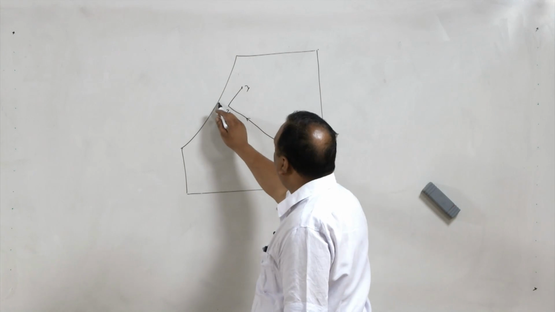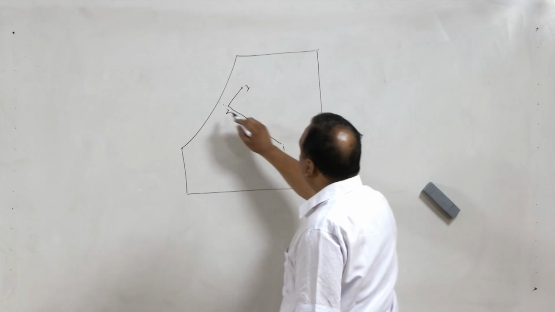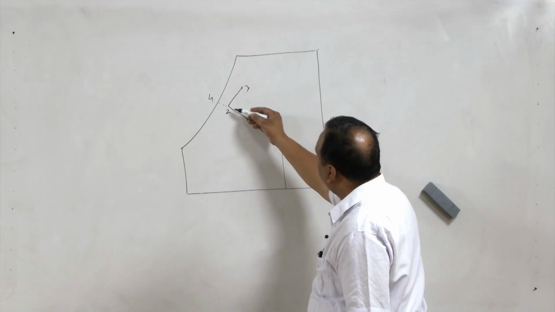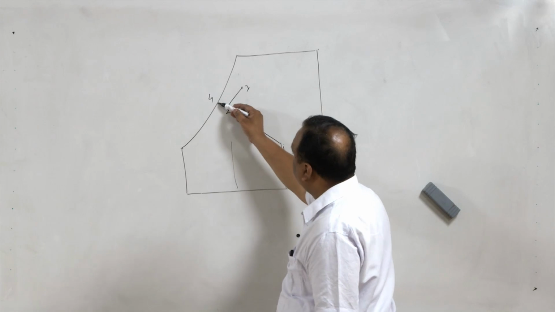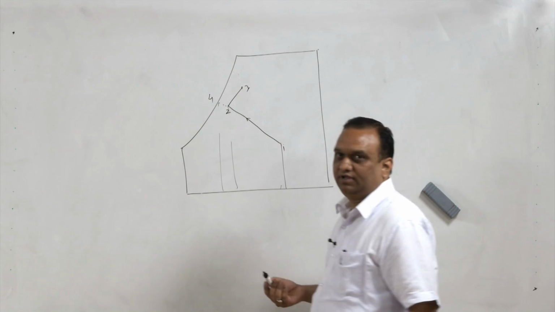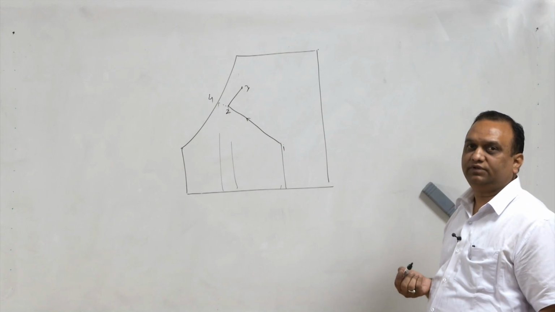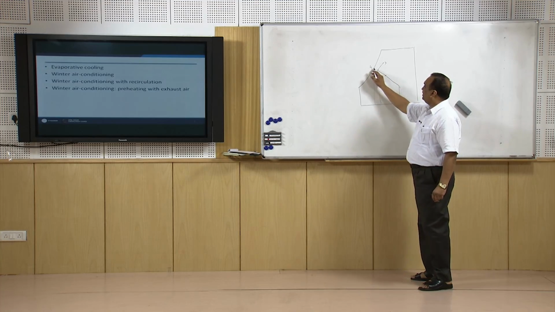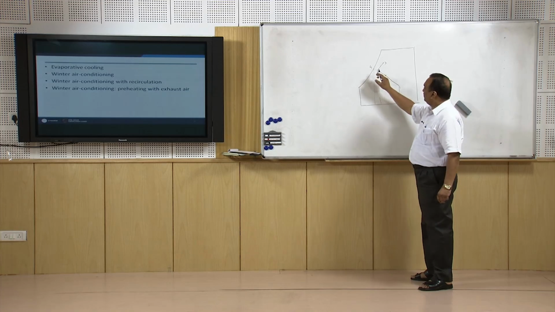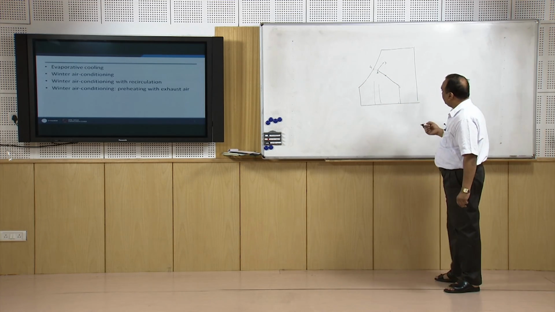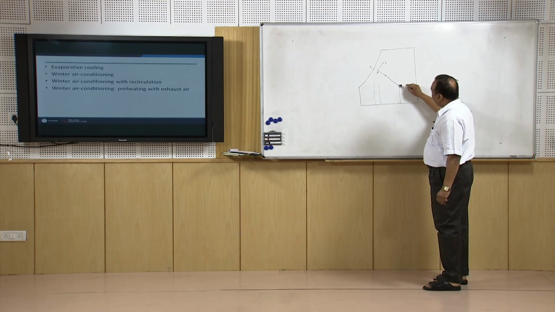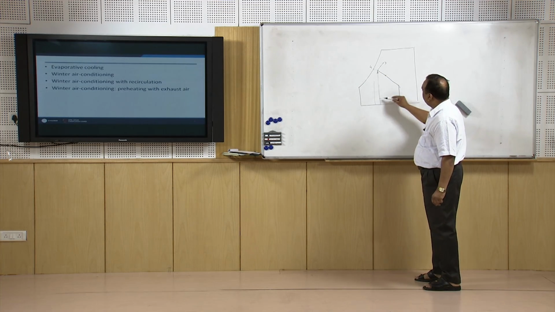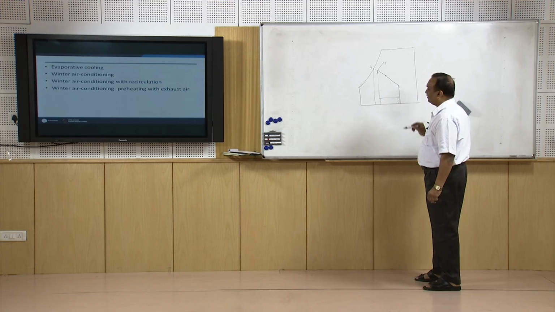There is an efficiency for the evaporative cooler also, and that efficiency is the actual temperature drop over the maximum possible temperature drop. This is known as the effectiveness of the evaporative cooler, because in an evaporative cooler we never get 100% saturated air. We may get 90% or 80% saturation of air. In that case, the effectiveness of the evaporative cooler will be this temperature drop divided by the maximum possible temperature drop.